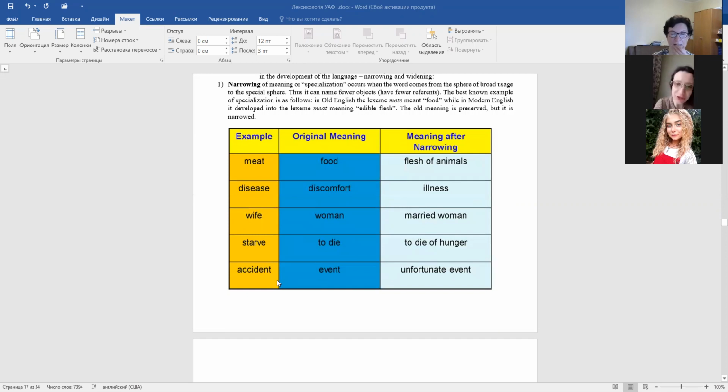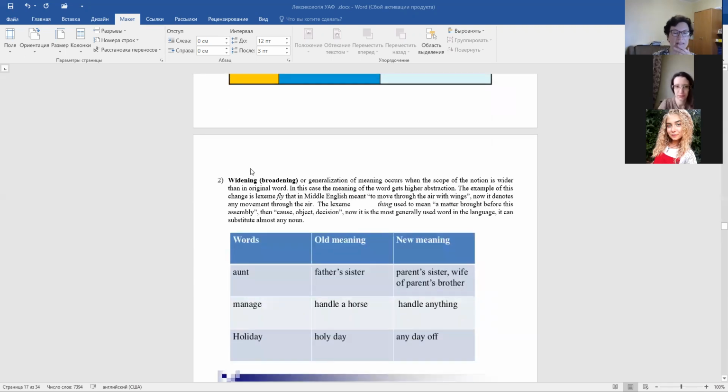Accident. Original meaning is event, and meaning after narrowing is unfortunate event. You see that if we think of all these examples, what is the conclusion that we can make about narrowing? What is the conclusion? What happens to the word? Die, die of hunger. Woman, married woman. Event, unfortunate event. What happens to the word? No, we usually add something, either adjective or any kind of description, and narrow its meaning. Okay, good. Lera, next, widening.